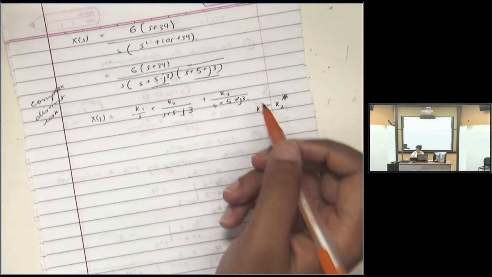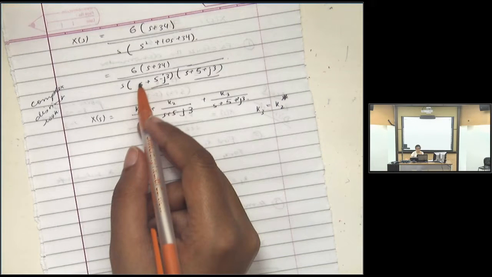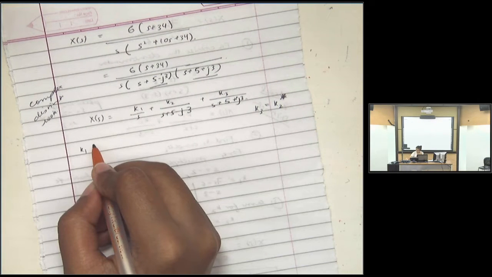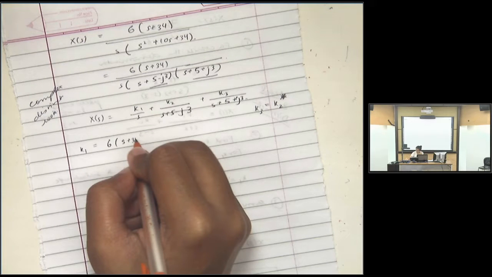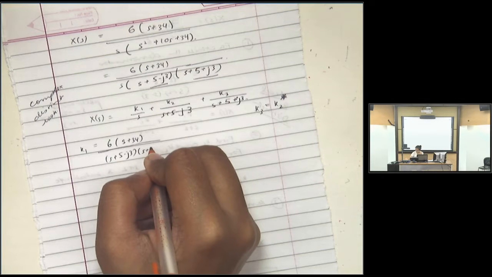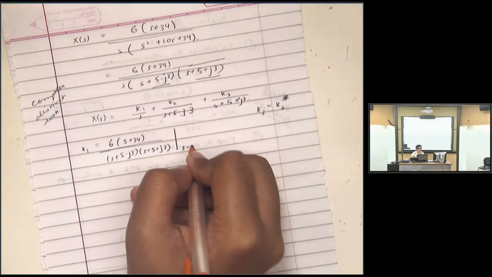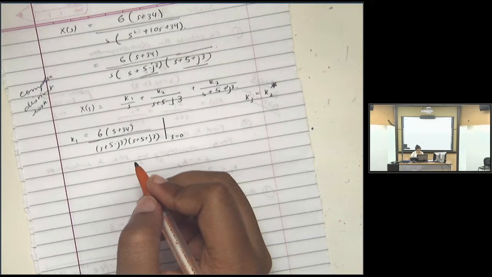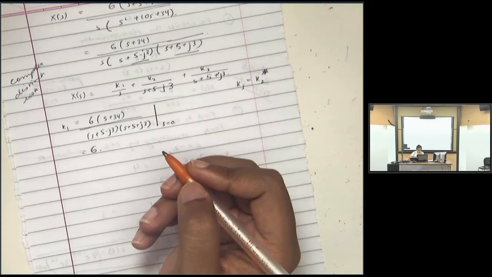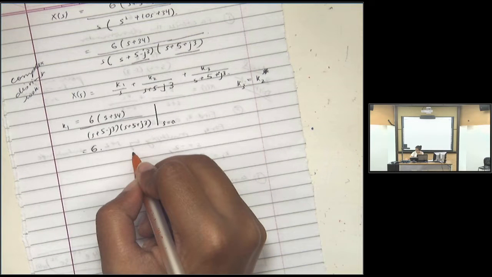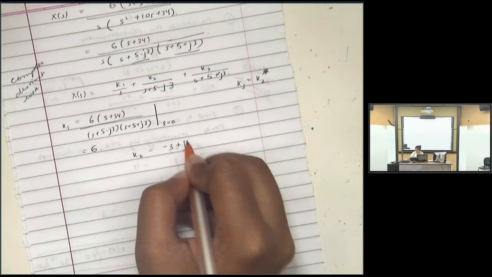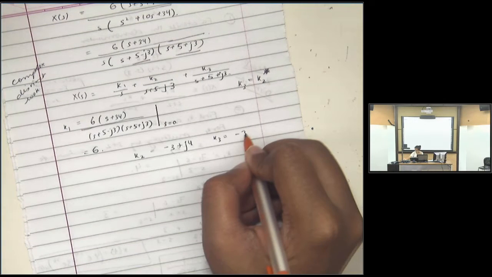Now to find k1, we'll multiply our term with s and substitute s equals 0. That's the standard step. So (6s plus 34) over (s plus 5 minus j3)(s plus 5 plus j3) at s equals 0, and this gives me k1 equals 6. For k2 and k3 we do the same thing. For k2 I get minus 3 plus j4, and k3 is the complex conjugate, so I'll get minus 3 minus j4.